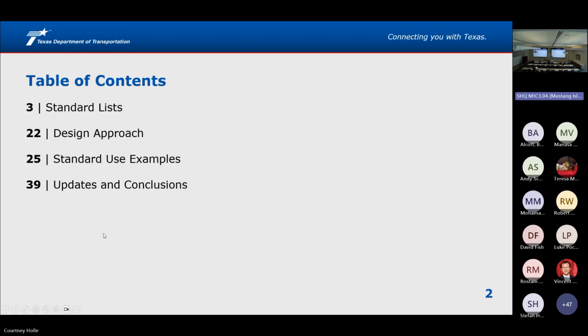So I'll go through the list of current standards and how they look now. We'll talk a little bit about the design approach, which will be relevant with regards to how to use those existing standards, just to give you a better sense of what goes into the design of laterally loaded structures. I'll show a couple of examples of how those standards are used from start to finish. And then we'll talk a little bit about some things that we're working on and some updates that you can expect to see from us on the geotech side of things.